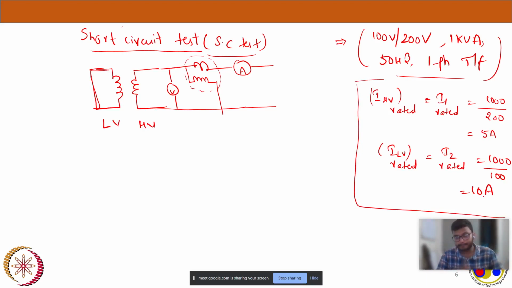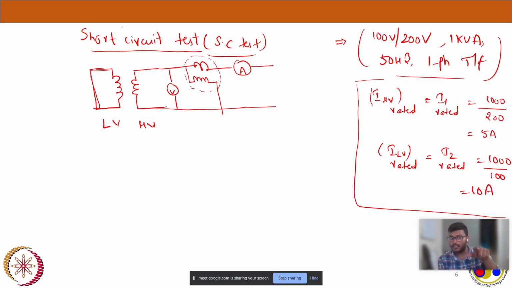Now if you see here, the rated currents in both HV side and LV side are 5 amps and 10 amps respectively. Now since we are giving a supply to the HV, let's say there is no short circuit on the LV side, we have given the rated high voltage, that is 200 volts on the HV side, 100 volts will appear on the LV side, and the rated current which appears on the LV side will be 10 amps. That's fine.